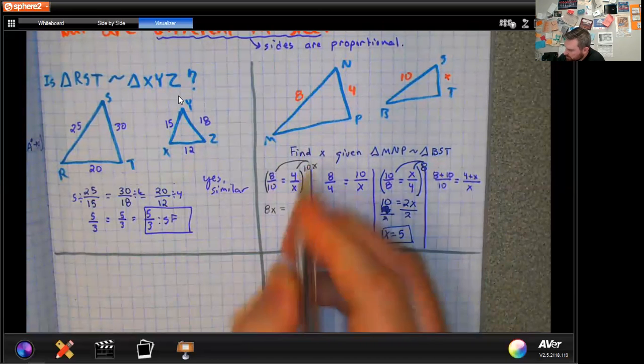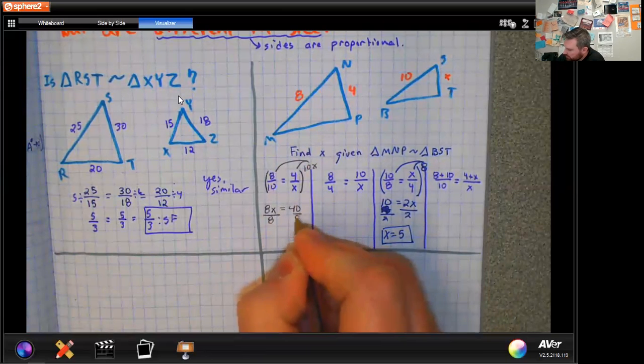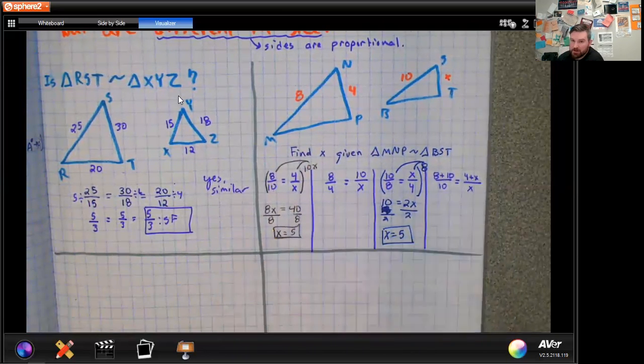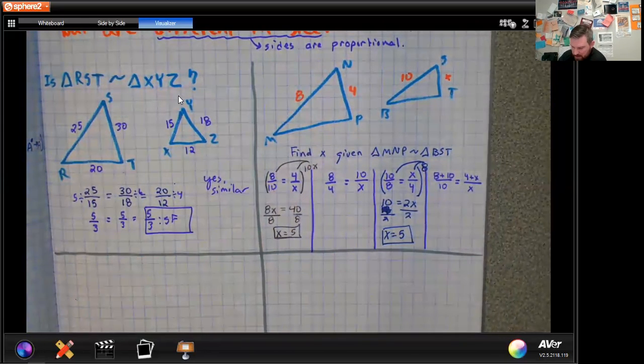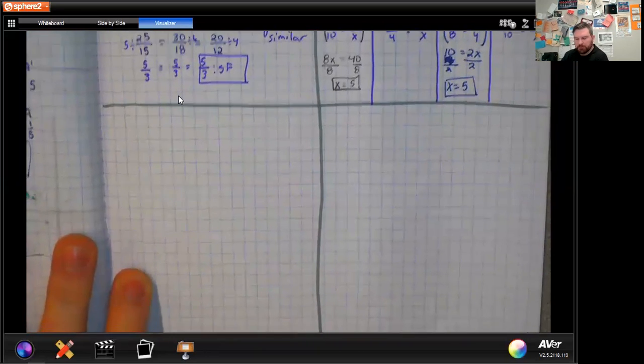10 times 4 is 40. And then you divide both sides by 8. And 40 divided by 8 is 5. So again, we got 5 using a different method. Okay. All right. Our third example here.